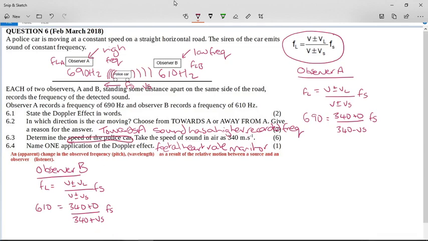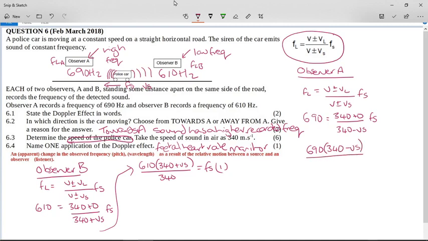So what we should do with our equation here is make it equal to Fs. If I say 610, and I multiply by the denominator on that side, 340 plus Vs, over 340 plus 0, which is 340, this is going to be equal to the frequency of the source. That'll be my equation 1. And if I come back to observer A, I can do the same thing here. 690 multiplied by the denominator on the other side, because algebra, 340 minus Vs, over 340 plus 0, which is 340, is going to be equal to the frequency of the source. And this is my equation 2. So now they're both equal to the frequency of the source.